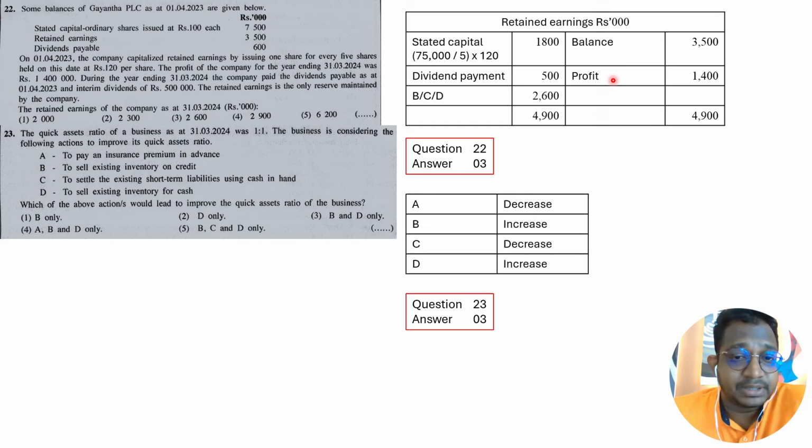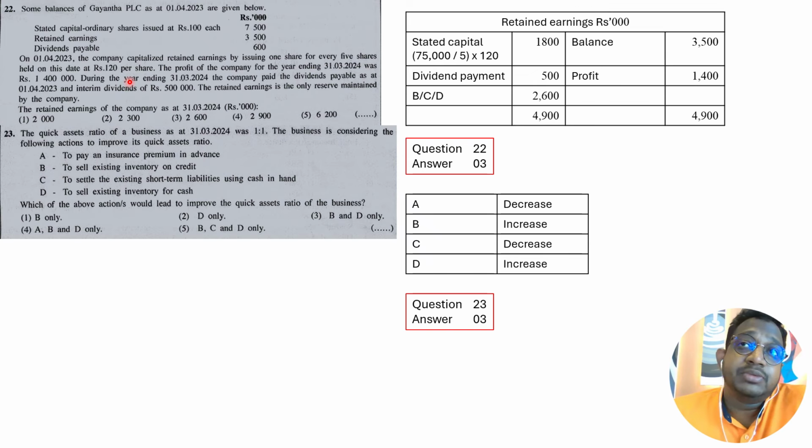And then what happened? Interim dividend payment. The interim dividend payment you have to debit to the retained earnings, and you capitalize retained earnings by issuing one share for every single share held on the opening date.